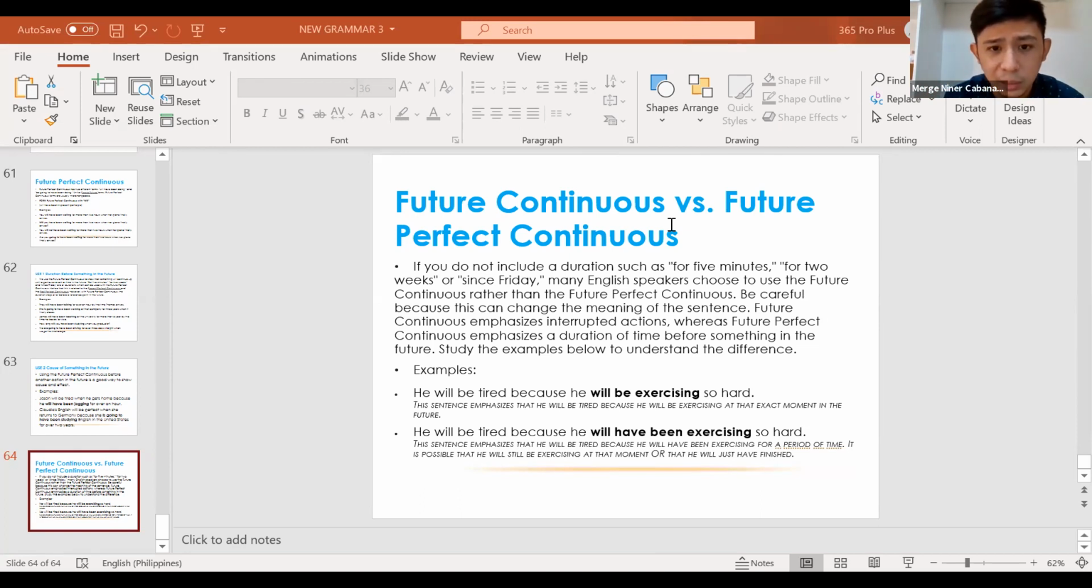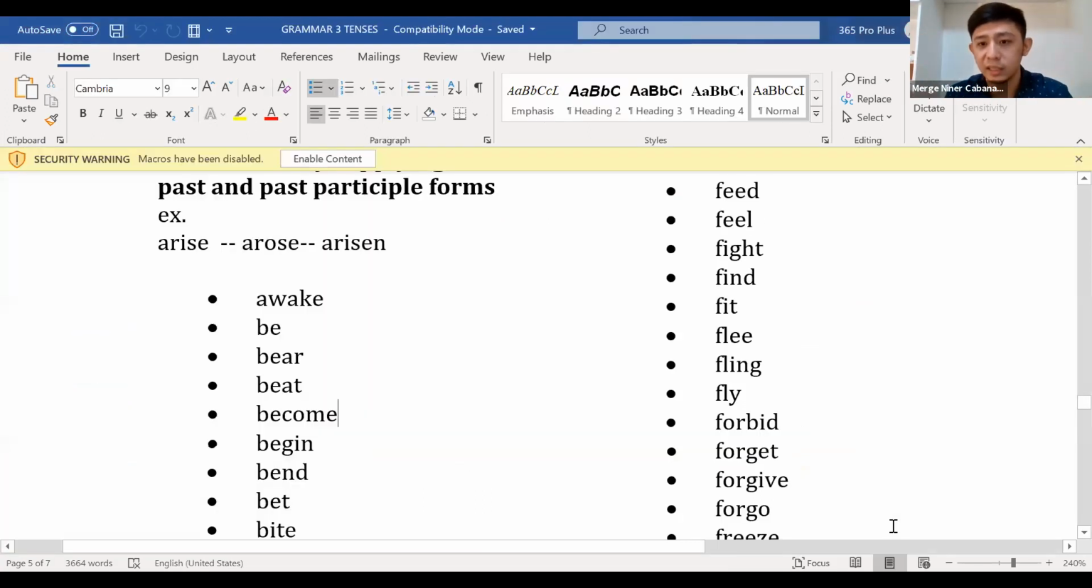So there's a chat. Sir, nasa PPT po yung screen. Okay. In the PowerPoint, not in, okay. You're not seeing it. All right, new share. All right, I'm sorry guys if you have not seen what I was referring to.